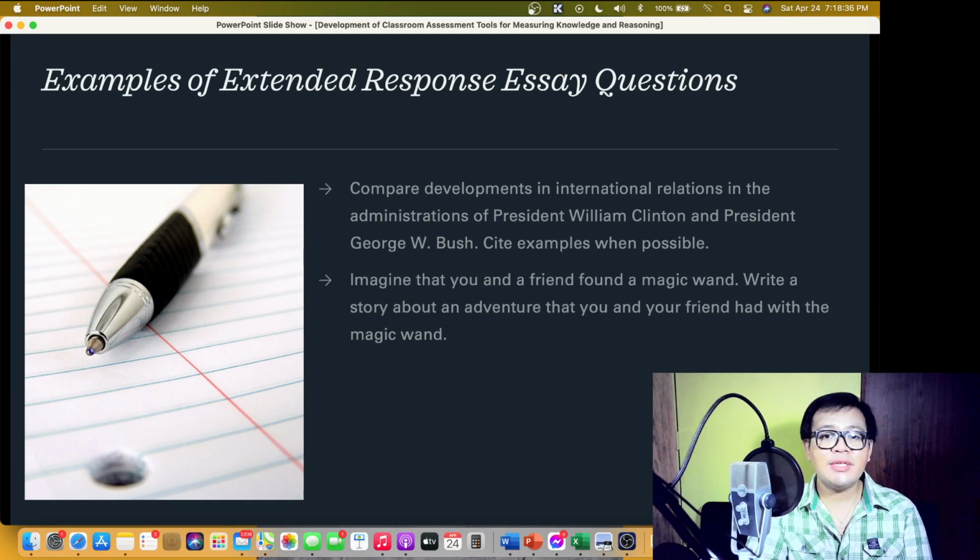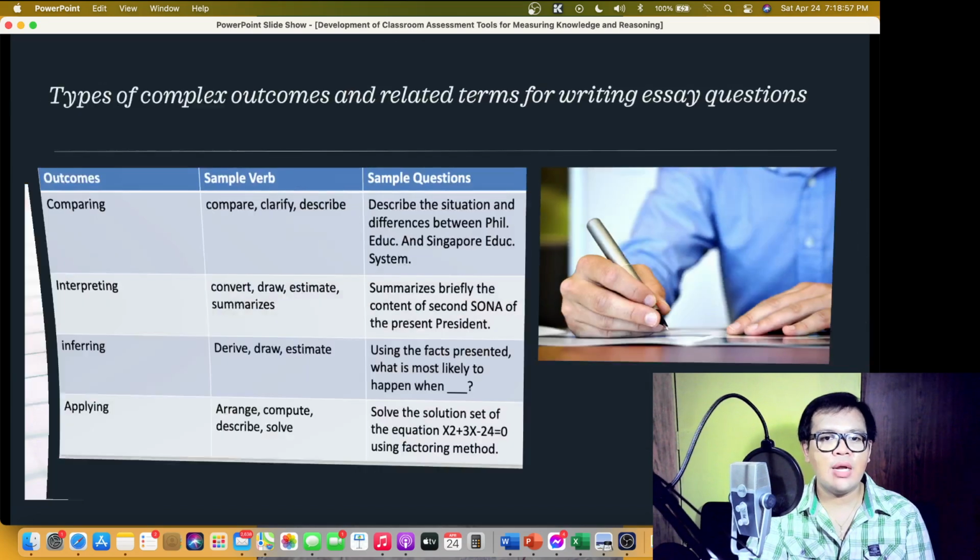So examples of extended response essay questions. Compare the developments in international relations and administration of President William Clinton and President George W. Bush, and cite when possible. And imagine you and your friend found a magic wand. Write a story about the adventure that you and your friend had with the magic wand.